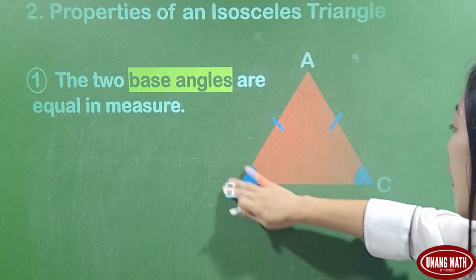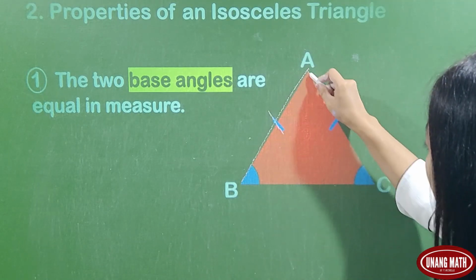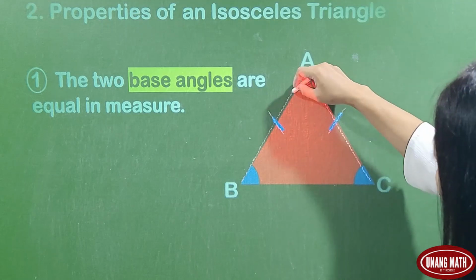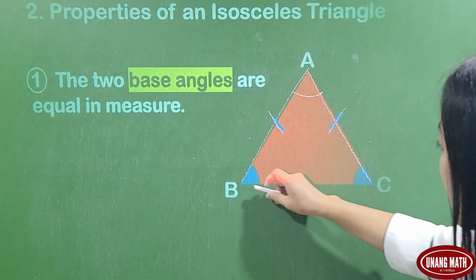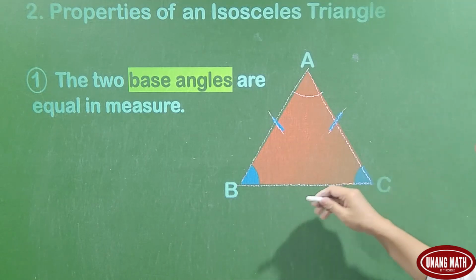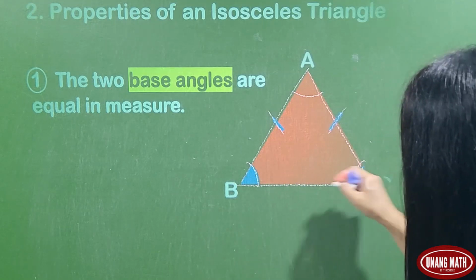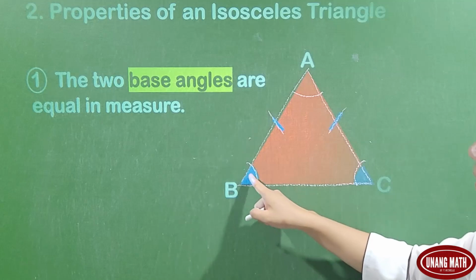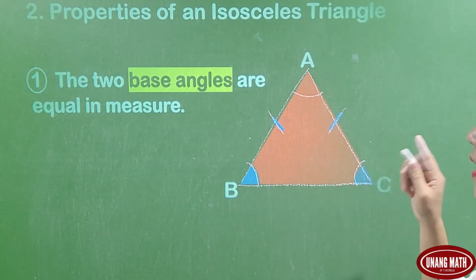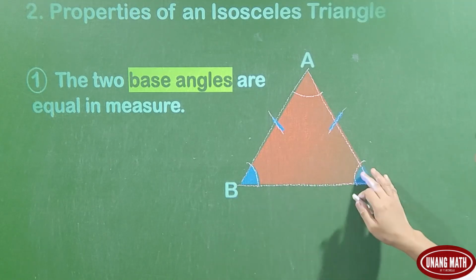If this is our isosceles triangle, as you can see, this side is equal to this side. So it means this is our vertex angle. Opposite the vertex angle is the base. So segment BC is our base. The two non-adjacent angles are these angles. And according to the first property, these two base angles are equal in measure. Okay, why equal in measure?